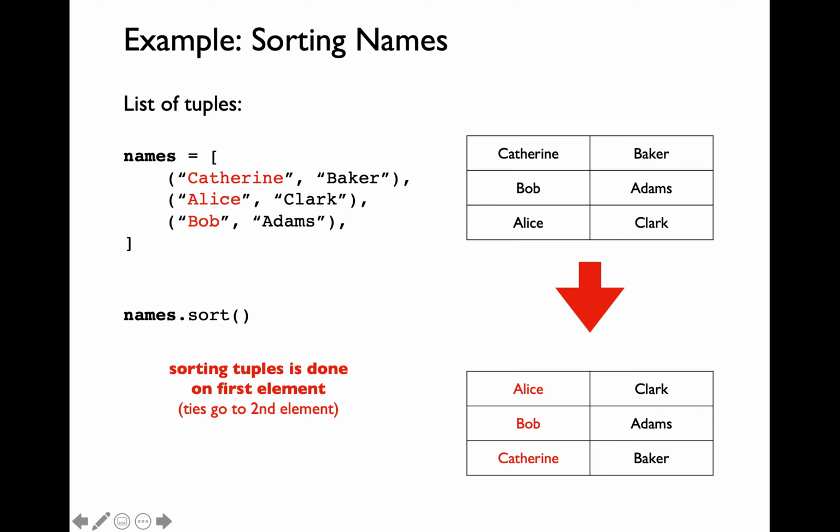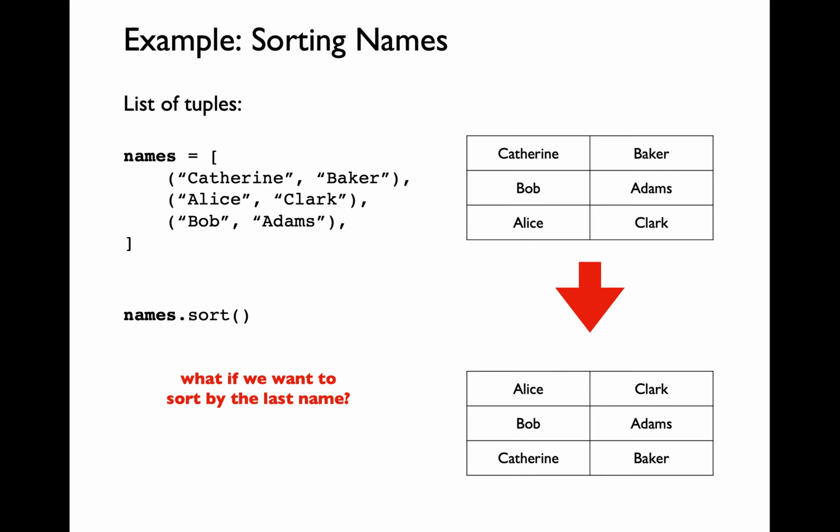If I invoke the sort method call on the variable names, that's going to sort the tuples within the list based on first element, which is first name here. So we'll end up with Alice Clark first, Bob Adams second, Catherine Baker last. What if we want to sort by last name, which is more common than sorting by first name? What if we want to sort by length of a particular name? How can we solve these two questions?